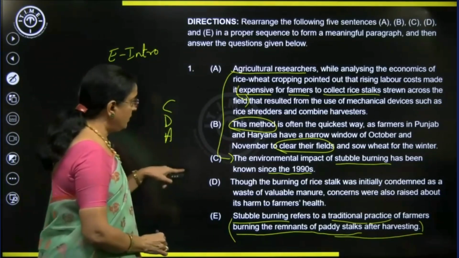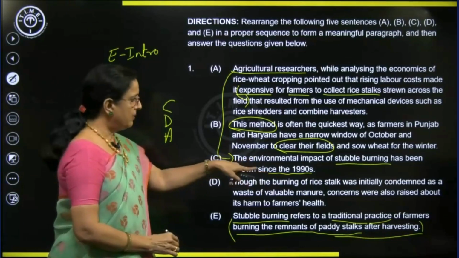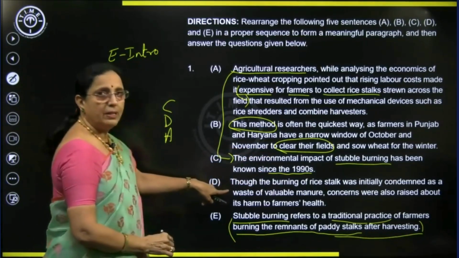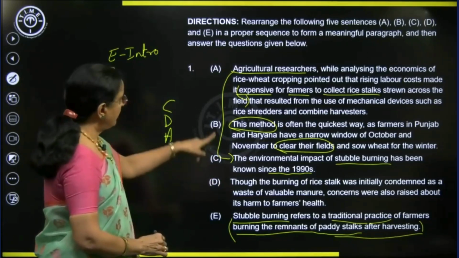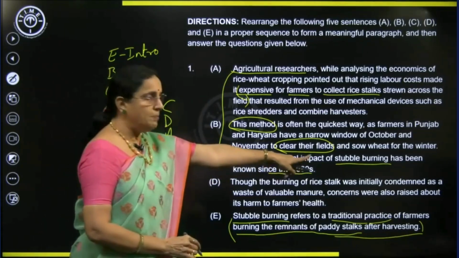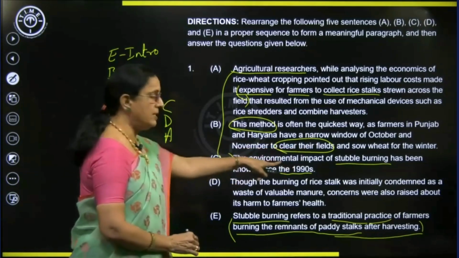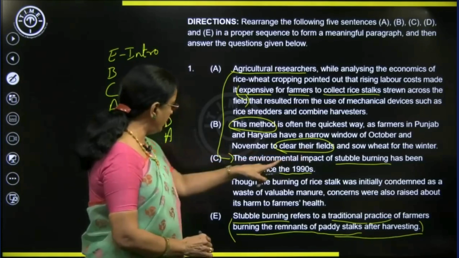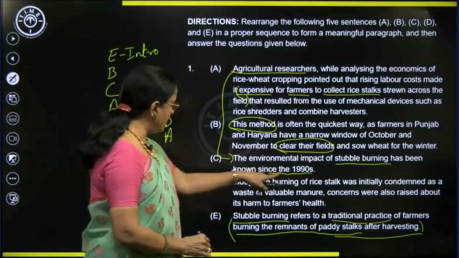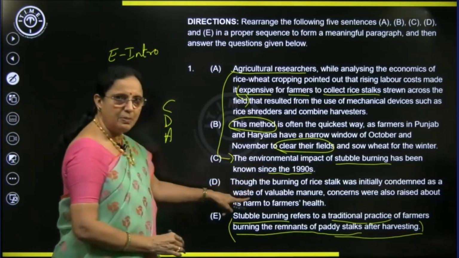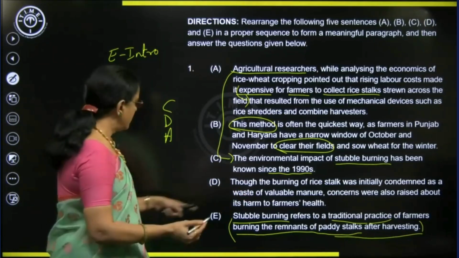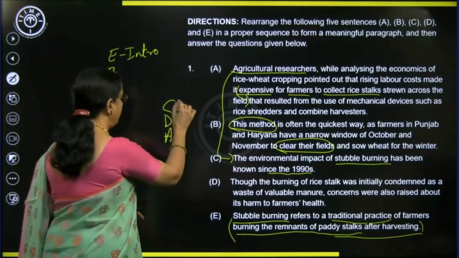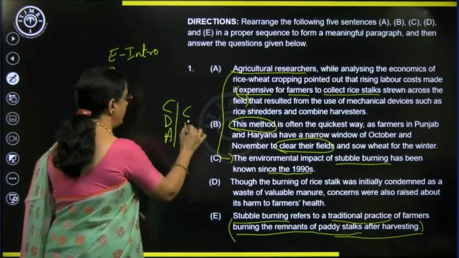Then, though the burning of rice stalk was initially condemned, right, after C, can you take D? After C, can you take D? Look at this. The environmental impact of stubble burning has been known since the 1990s. Then, though the burning of rice stalk was initially condemned as waste, concerns were also made. There is no proper connection between these two. Do you understand? So, what you should do in such cases, if you have a confusion, is write, is it CDA or CAD?